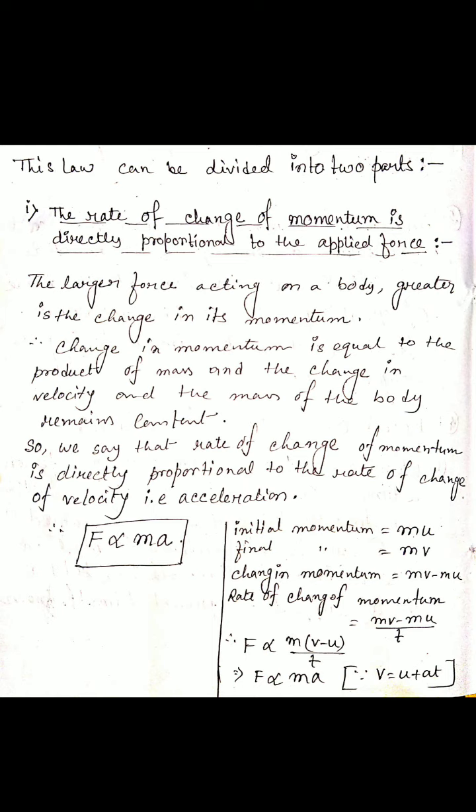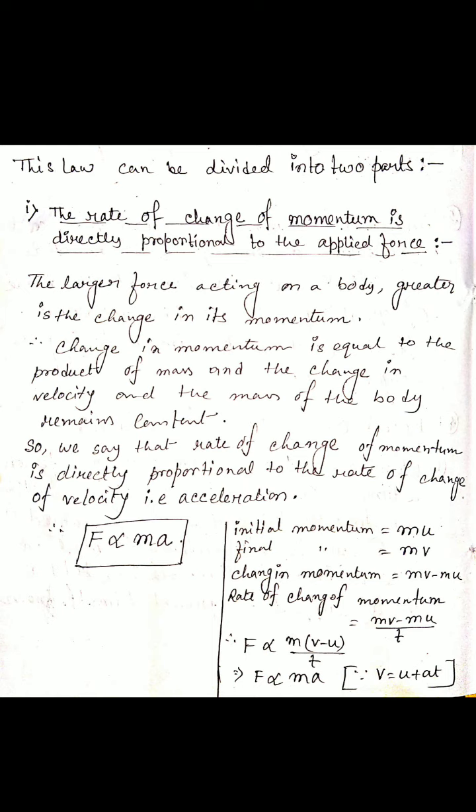On this side we also write that initially its velocity is u and its mass is m. So initial momentum will be mu, and after some time its velocity will be v. So final momentum is mv. So what will be the change in momentum? mv minus mu, final minus initial. Rate of change of momentum means divided by t, (mv minus mu) divided by t. Now as per the statement, this rate of change of momentum will be proportional to the external force applied on it. So F is proportional to m(v minus u)/t.